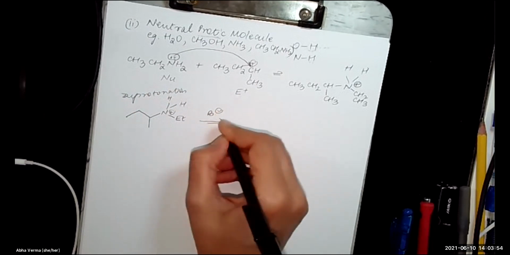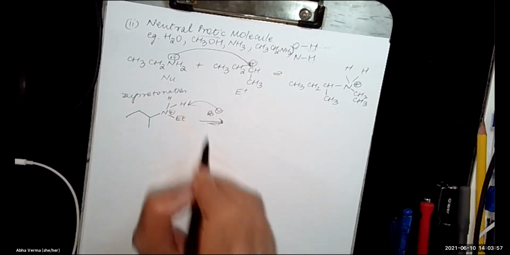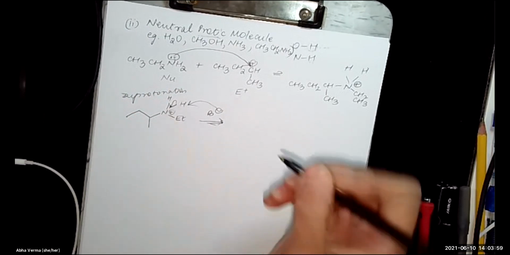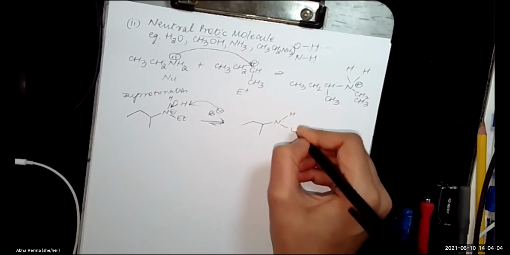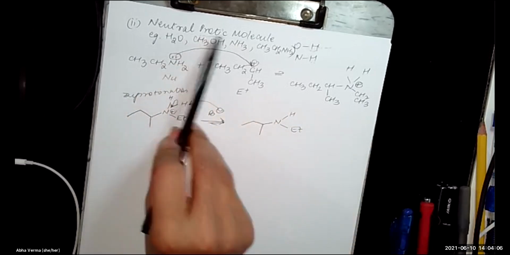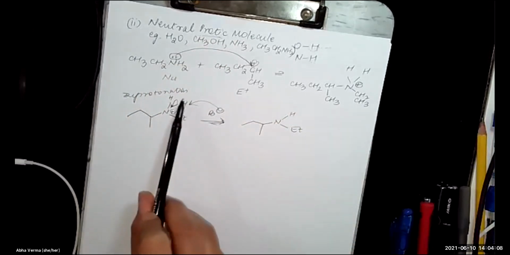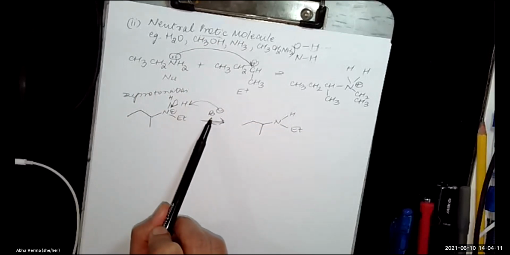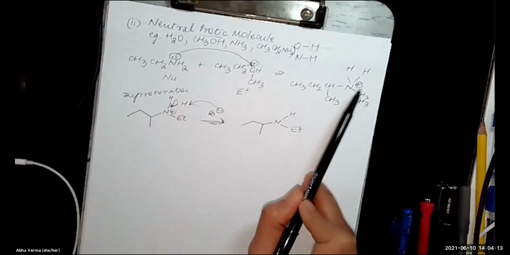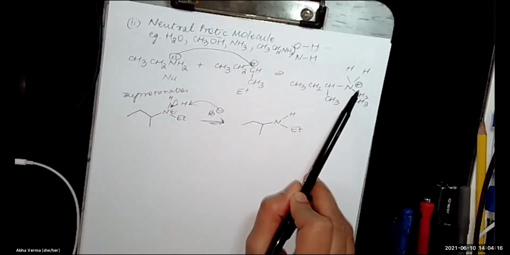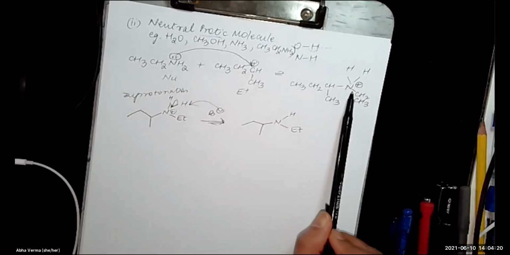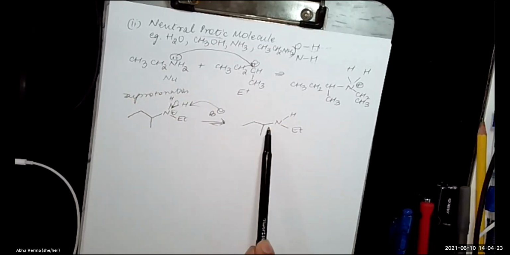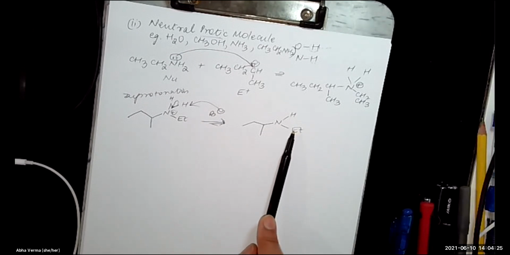Base attacks one of the hydrogens. Hydrogens break the bond. And why do I say that you need a protic material only? Because if this hydrogen is not present to be removed by the base, your positively charged material will never become neutral. So this is your nucleophilic attack, and you need the deprotonation part to get to your neutral molecule.